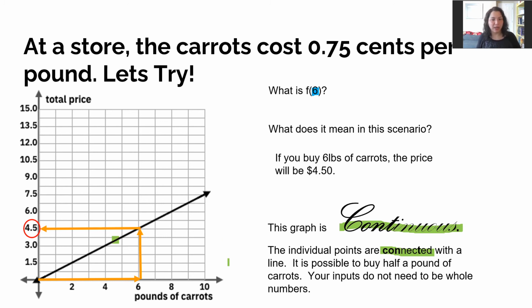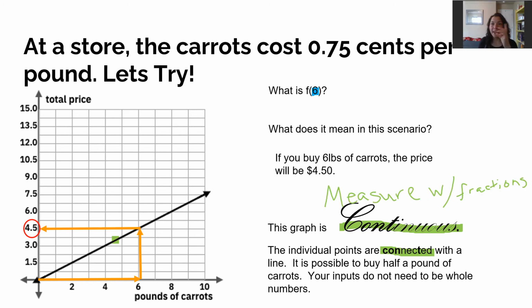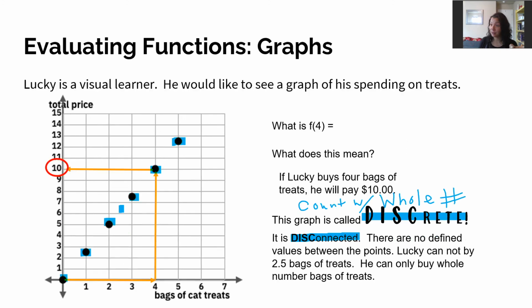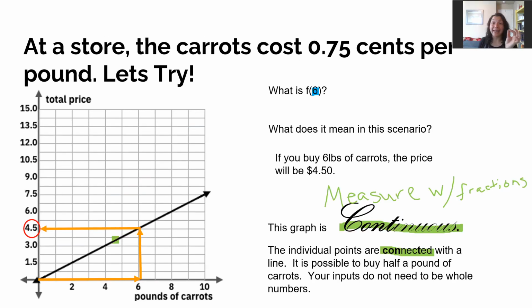So the difference between continuous and discrete is continuous is something that I can measure using fractions, but discrete, I have to count using whole numbers. Remember, we can't go into the store and buy half a bag of chips, but I can go into the store and buy half a pound of carrots or broccoli or things that I don't want to eat.